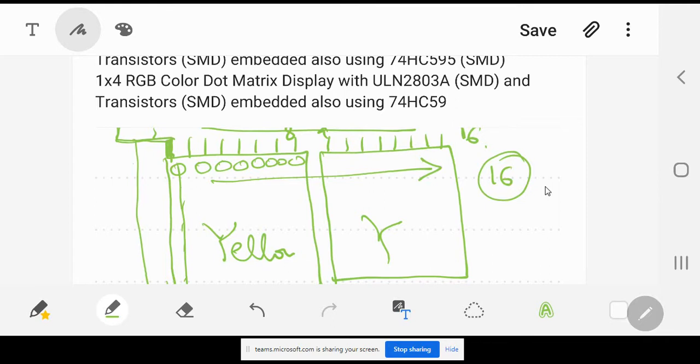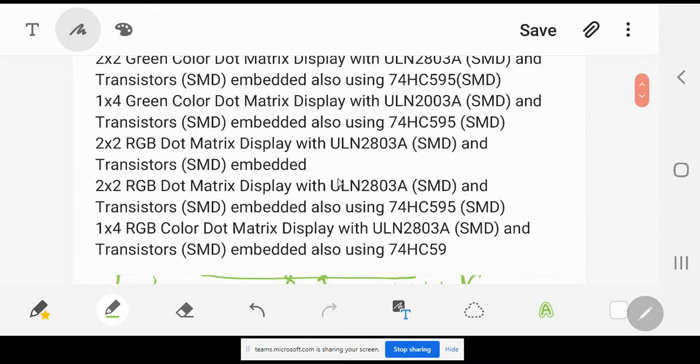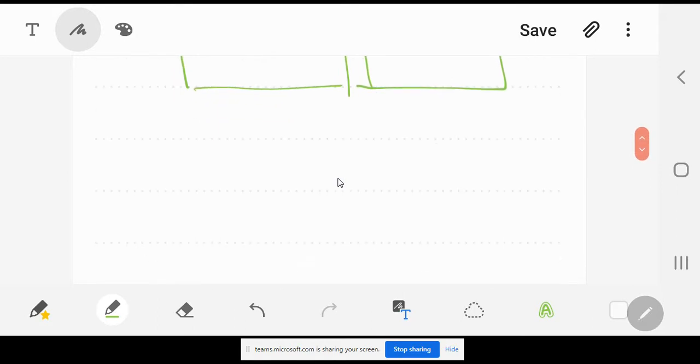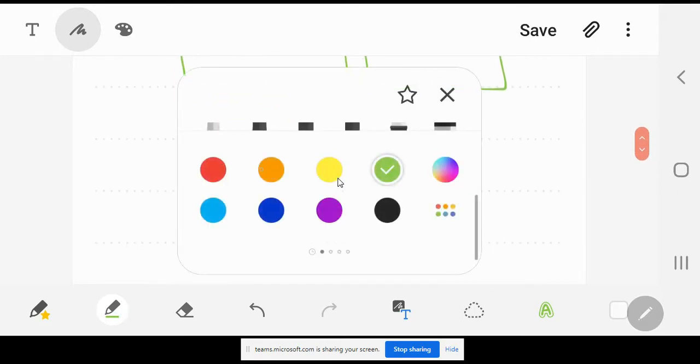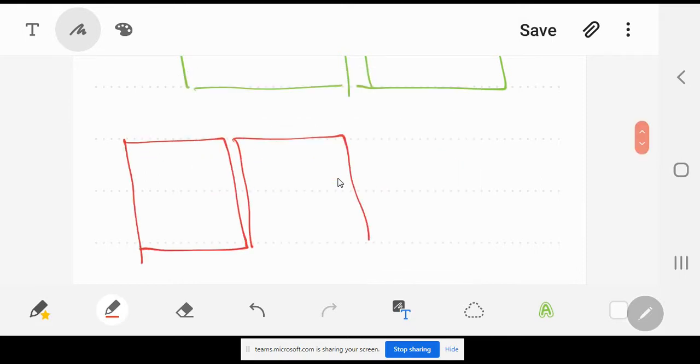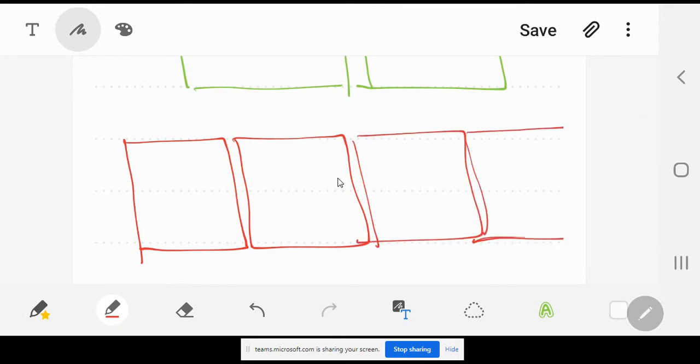Okay, I'm just talking about 2 cross 2 at present. Now there are some projects which are 1 cross 4. 1 cross 4 means 1 is the row and 4 means the column. In that case, when you have 1 cross 4, and certainly that is RGB supposedly, let's use another color for this one. This will be the first, this will be the second, this will be the third, and this will be the fourth one. In this way you are going to arrange these.